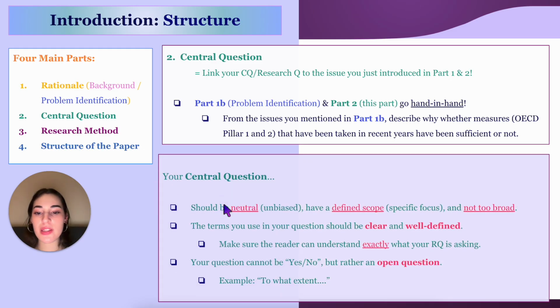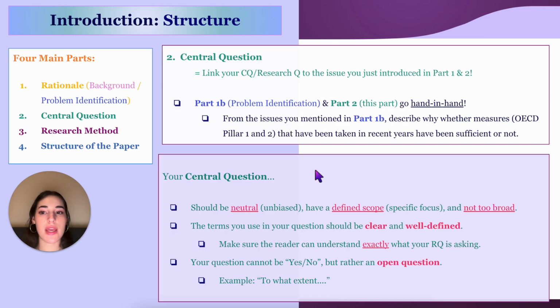Some general tips about the central question is that it should be neutral, unbiased, have a defined scope, and not be too broad. So if you just ask, to what extent is the Pillar 1 initiative effective, that's going to take you a lot more than 2,000 words. So be a bit more specific. Note how you want to evaluate the pillar, if you want to focus on a particular group of countries, if you want to focus on Europe, if you want to focus on a certain time period, and so forth. There are a lot of ways you can narrow the scope of your central question.